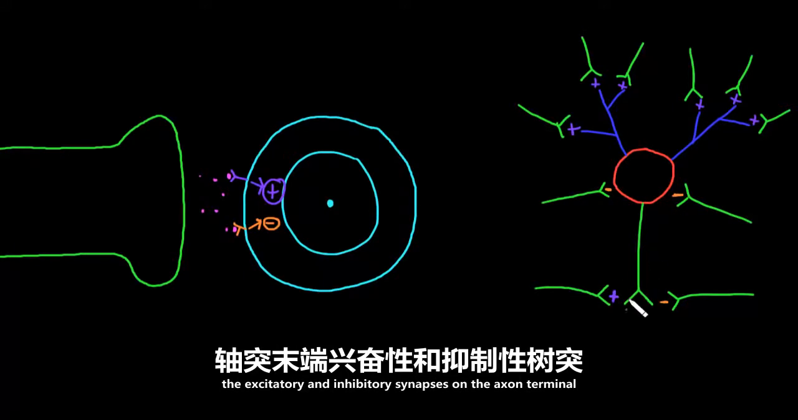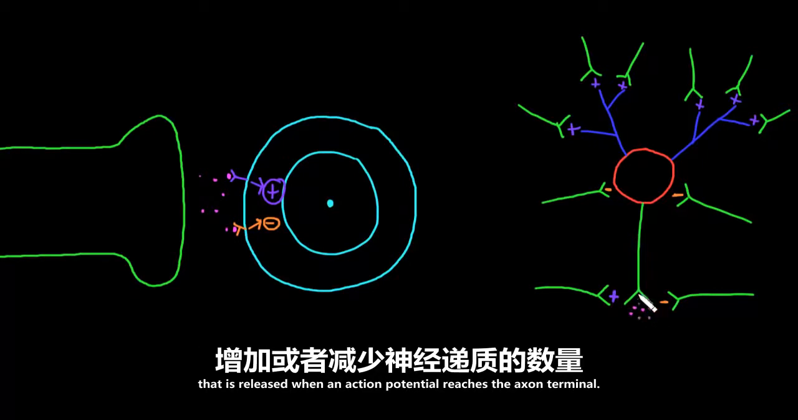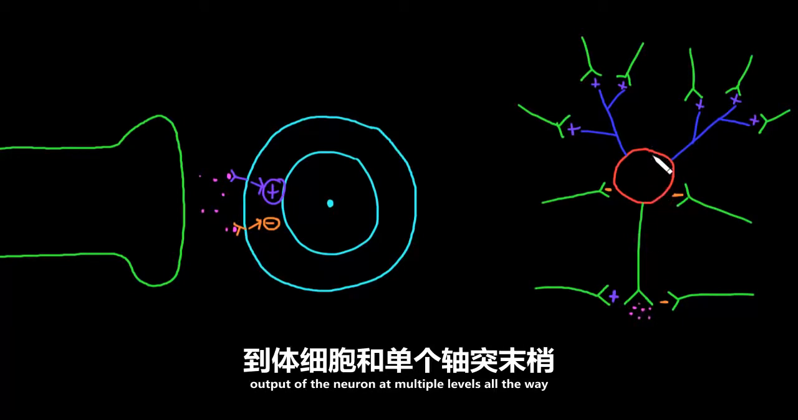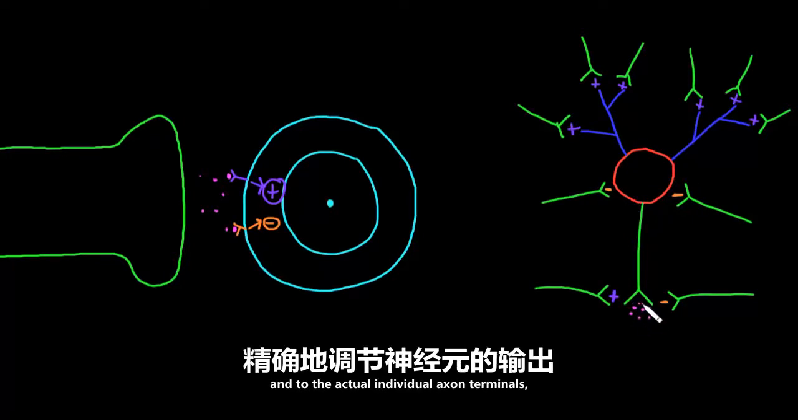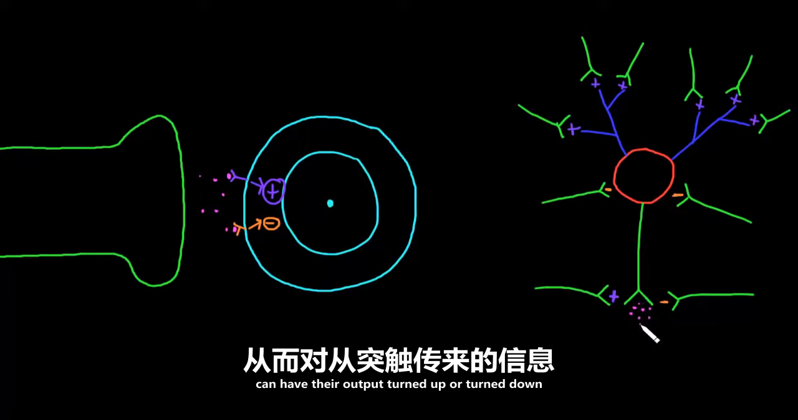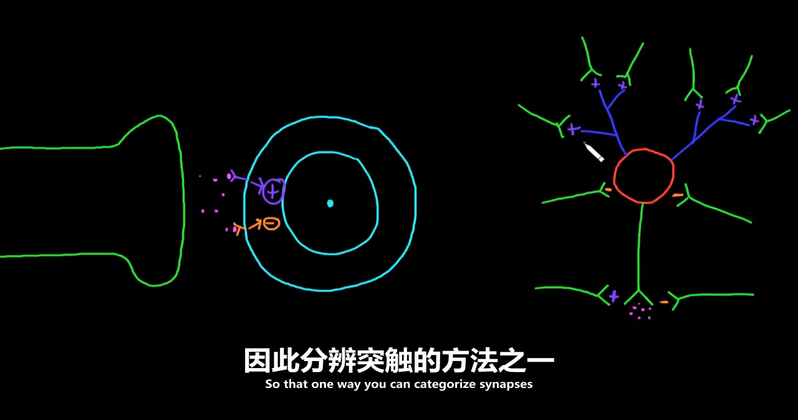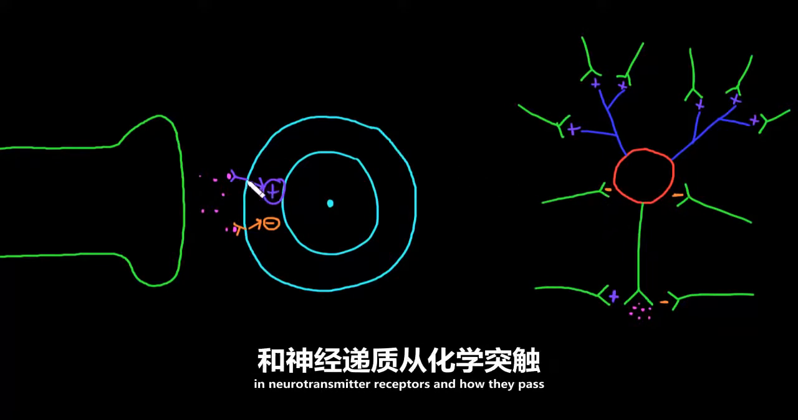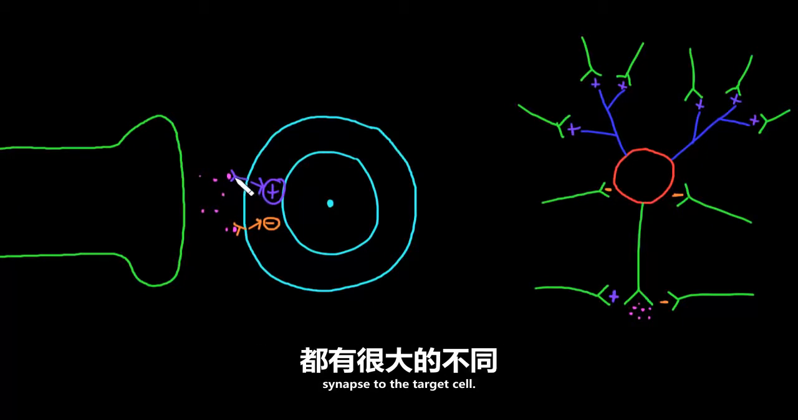And then when action potentials are conducted from the trigger zone down the axon to the axon terminal, the excitatory and inhibitory synapses on the axon terminal can increase or decrease the amount of neurotransmitter that is released when an action potential reaches the axon terminal, so that there can be fine-tuning of the output of the neuron at multiple levels, all the way from the dendrites through the soma and to the actual individual axon terminals, which can have their output turned up or turned down in response to the information flowing in from all these synapses. So one way you can categorize synapses is if they're predominantly excitatory or predominantly inhibitory. But there are some other big differences in neurotransmitter receptors and how they pass information from neurotransmitters in the chemical synapse to the target cell.